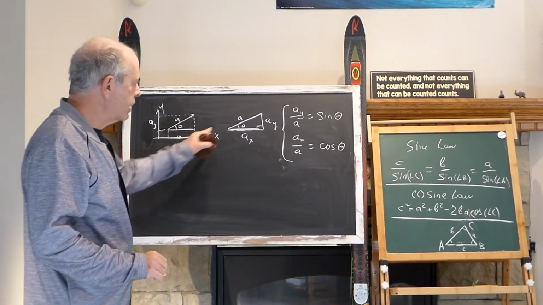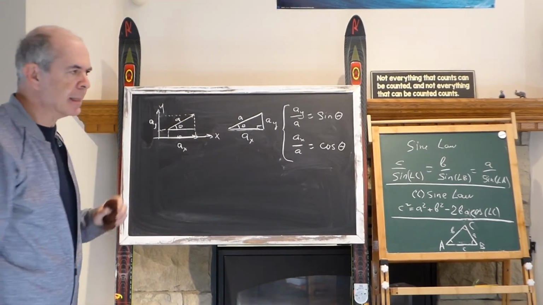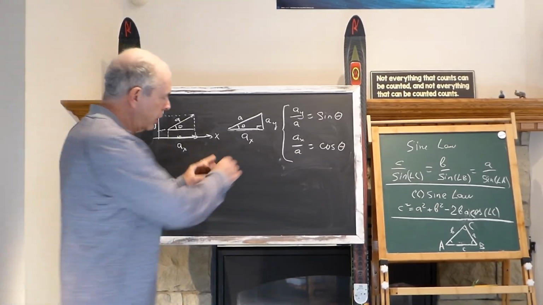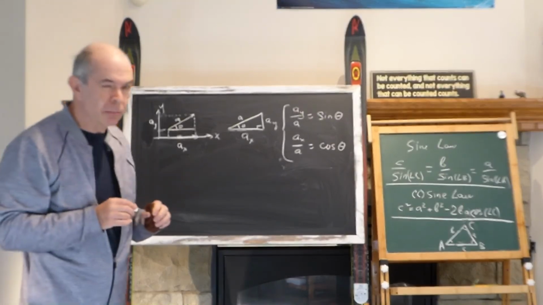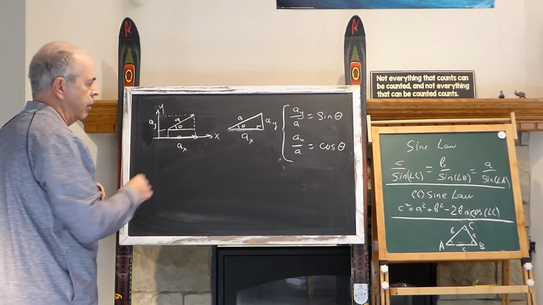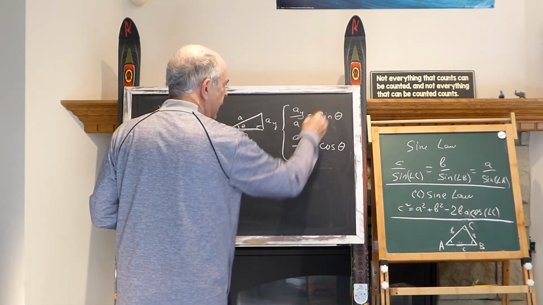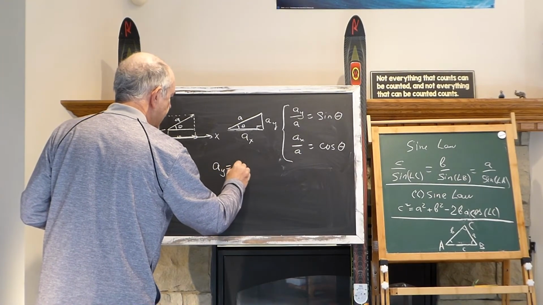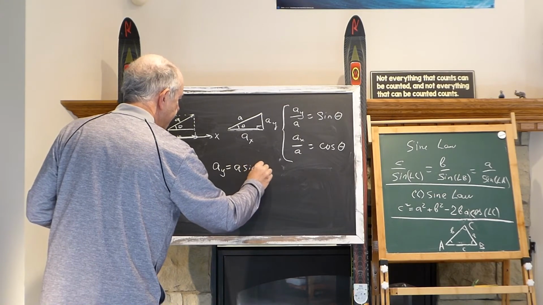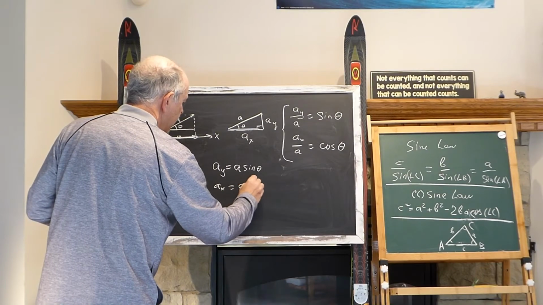Maybe I will give a special section on this. But for the time being, I probably will give the next clip talking about all this in a little bit more detail, because I don't want to overwhelm you here. But for the time being, all we can say is that if we multiply by A, we will have ay equals A sine theta, and ax equals A cosine theta.